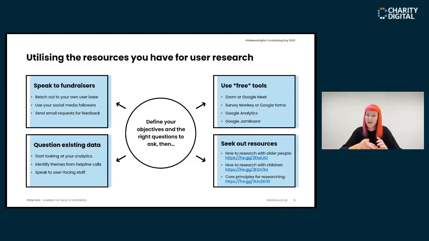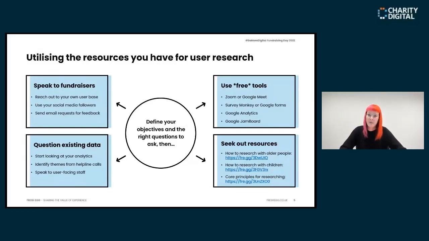It does look a little bit like I'm advertising for Google here, but they do have some really great free platforms. So Google Meet, Google Forms, Analytics, and Jamboard, which is a kind of post-it note whiteboarding platform, all have free options. They're really good to start out with. And then, like I mentioned, seeking out resources online is a great way to start when you're looking at utilising the resources you have and you can get hold of to do some user research.